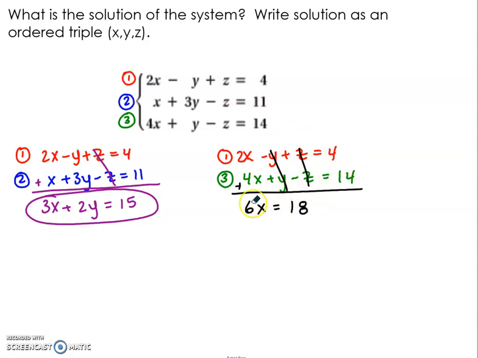Sometimes we luck out and multiple things will cancel out, and then we can just solve for a variable without having to do another step. So here I have 6x is 18, so I'm going to divide by 6. So I end up getting x is equal to 3. So without having to create a second equation and do a system with the 2 new equations, I already solved for one of the variables.